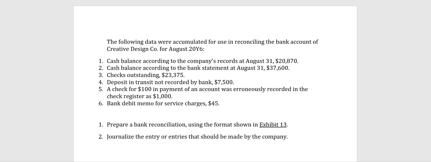It says the following data were accumulated for use in reconciling the bank account of Creative Design Company for August 20Y6. So they tell us that the cash balance according to the company's records, again, as of the last day of the month, that's what we're always looking at, is $20,870. The cash balance according to the bank statement at August 31st is $37,600. And then they tell us about some reconciling items.